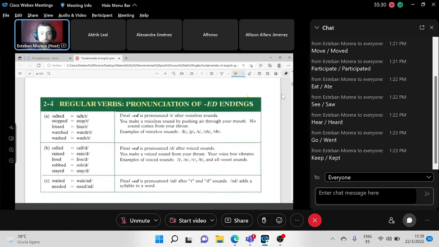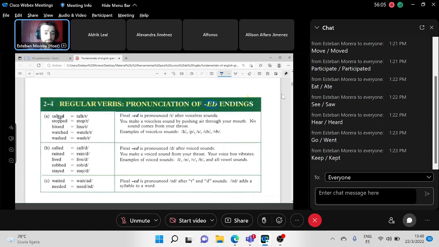Of course, this is not for irregular verbs, okay? This is for regular verbs in the past tense. And I am going to explain how to pronounce the ending ED, okay? How to pronounce this ending when we have regular verbs in the past tense. Okay, first of all, guys, what is the first step? What is the first thing that we have to take into consideration when I want to pronounce this ending? Guys, the first step, very important, okay? The first step is to identify the final sound.